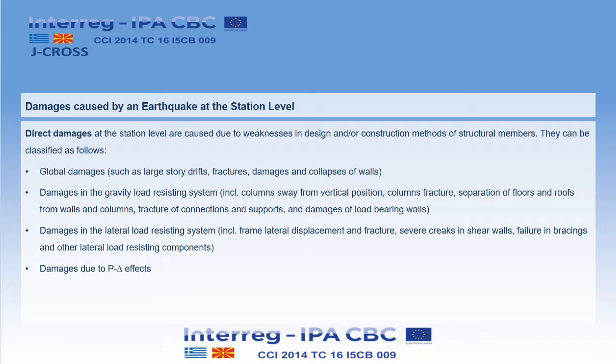Direct damages at the station level are caused due to weaknesses in design and/or construction methods of structural members. They can be classified as follows. Global damages, such as large story drifts, fractures, damages and collapses of walls. Damages in the gravity load resisting system, including columns sway from vertical position, columns fracture, separation of floors and roofs from walls and columns, fracture of connections and supports, and damages of load-bearing walls. Damages in the lateral load-resisting system, including frame lateral displacement and fracture, severe cracks in shear walls, failure in bracings and other lateral load-resisting components. Damages due to P-delta effects.